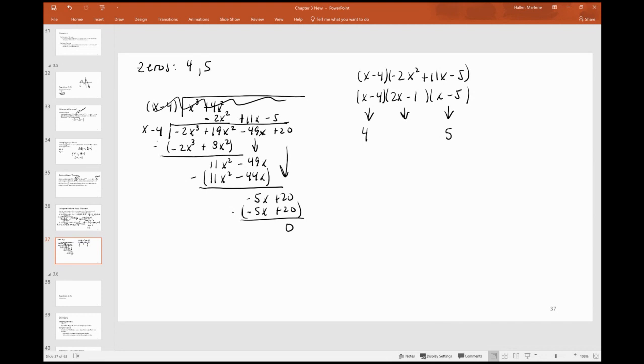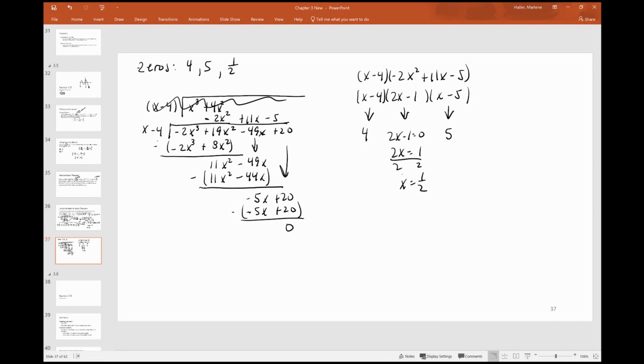What zero does the 2x minus 1 lead us to? Well, with the zero product principle, we set it equal to 0 and solve. So 2x is 1, and we divide by 2, x is 1/2. And there's our third zero.